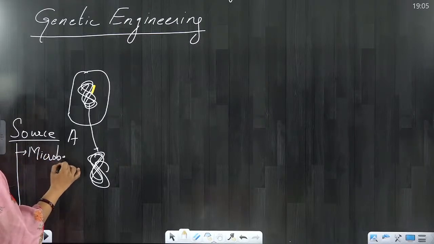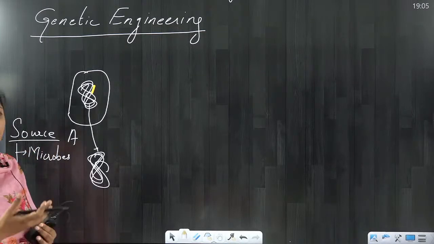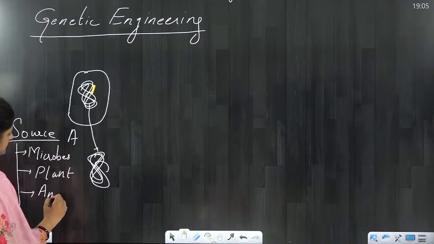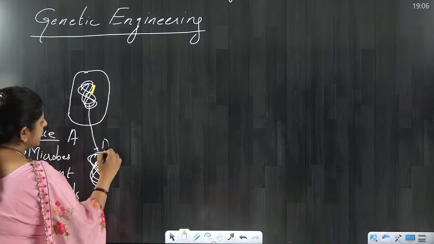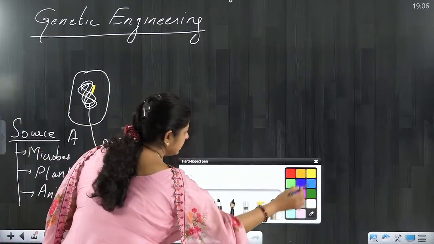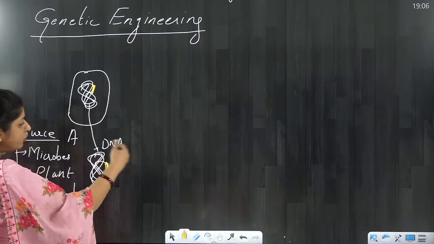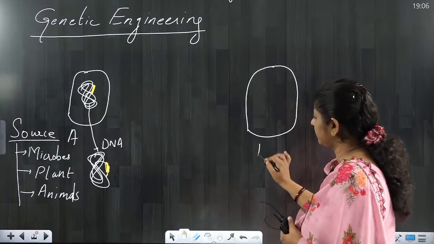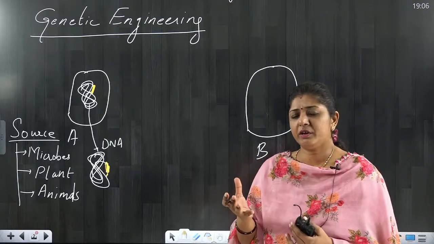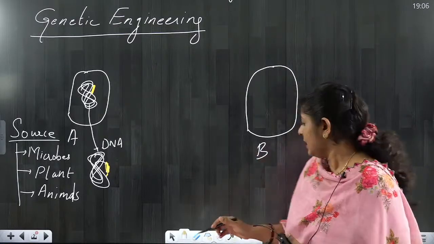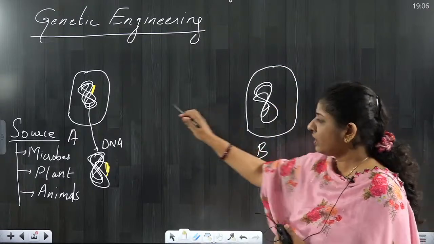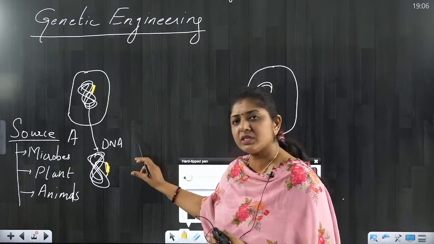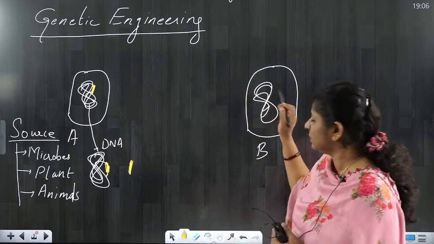It can be bacteria as well. Microbes include bacteria, meaning prokaryotes, or it can be the plants, or it can be the animals. Now after taking out its DNA, that special gene you have to remove from it, and you will try to put it in an organism, suppose B, which earlier is not having that good quality of character due to lacking such a gene. It has its own DNA, but it does not have that good gene. So our motive is to remove this gene from this DNA and put it into this cell.